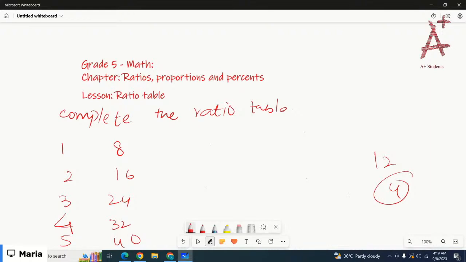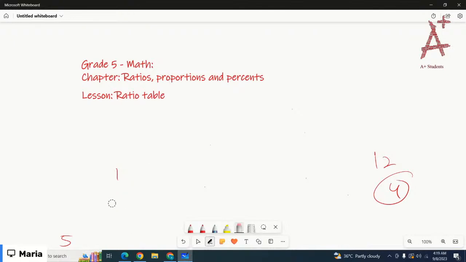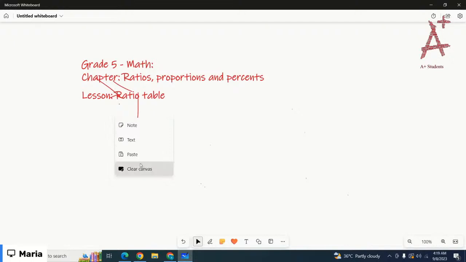Okay, so you can complete this lesson by yourself later today. Let me just move on to the next lesson, right? And the next lesson from the same chapter is equivalent ratios. Okay, that is equivalent ratios.